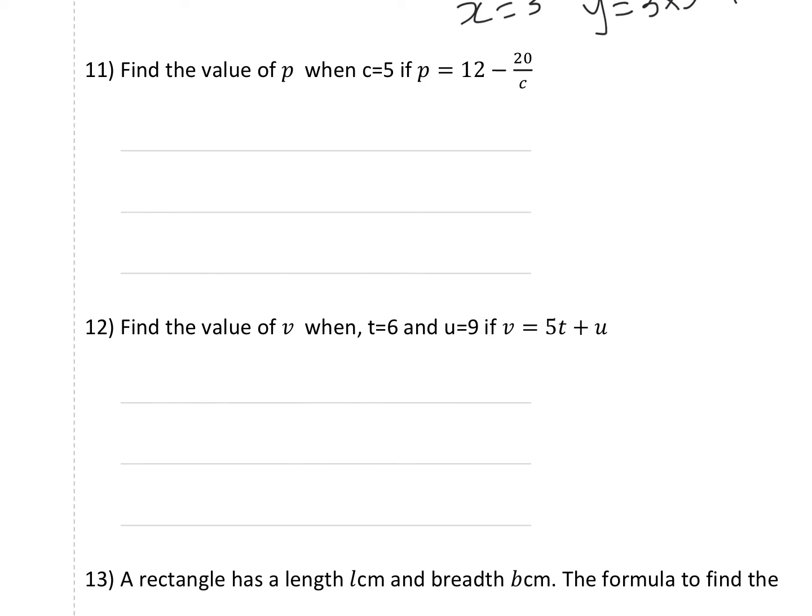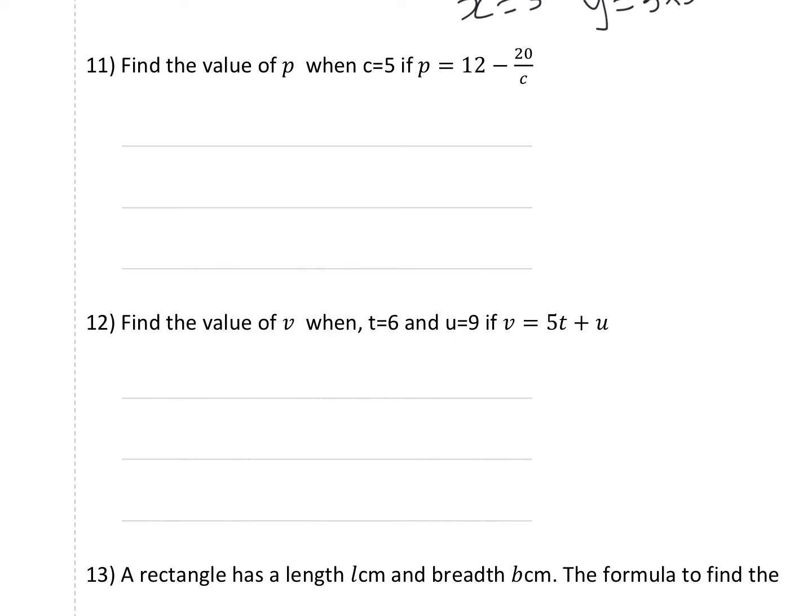Pause the video and have a go at example 11. Example 11. Find the value of p when c equals 5 if p equals 12 minus 20 over c. So we rewrite the formula because we want to work out p. 12 minus 20 divided by, and then instead of writing c in the formula, we know that c is 5 in the question, so we substitute c to be 5. Or we change the letter c to be the number 5.